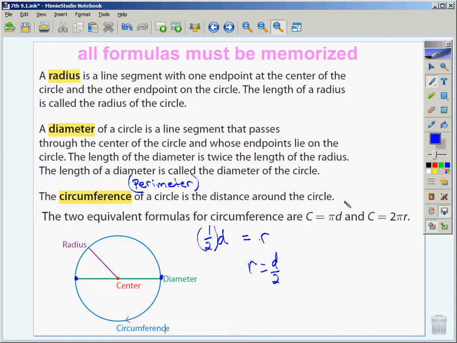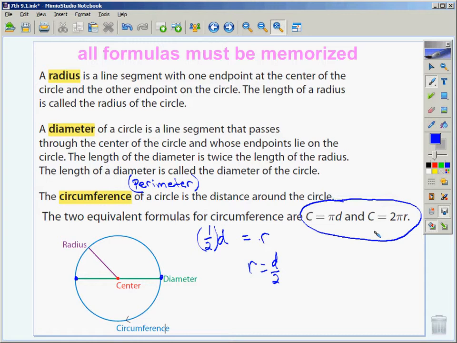In fact, there's a pair of formulas. These two formulas you need to make sure that you're writing down on a separate sheet. Write them down. C equals pi d, or pi times diameter. And C equals 2 pi r. Two separate formulas, both meaning the exact same thing.